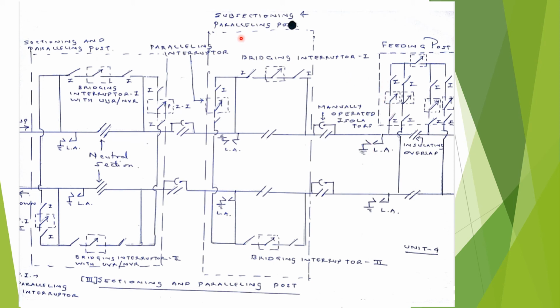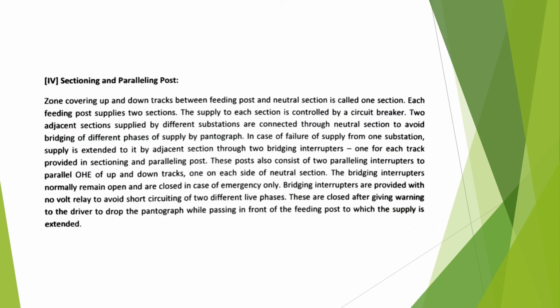The sectioning and paralleling post is basically present between two feeding posts, and it consists of interrupters, circuit breakers, isolators, lightning arresters, the insulating overlaps, and most important, the bridging interrupter and the paralleling interrupter. So we have discussed in detail the sectioning, and all this explanation, whatever I have told you, is given in this slide here.